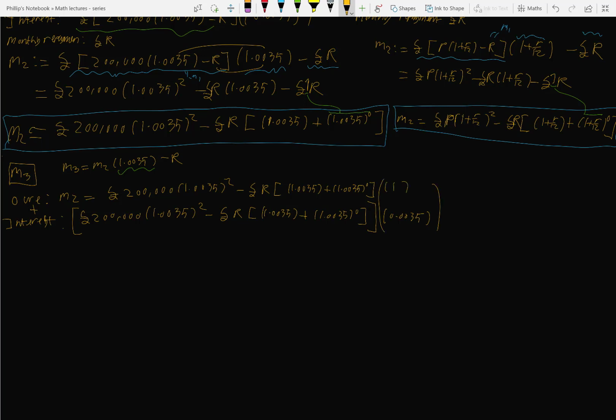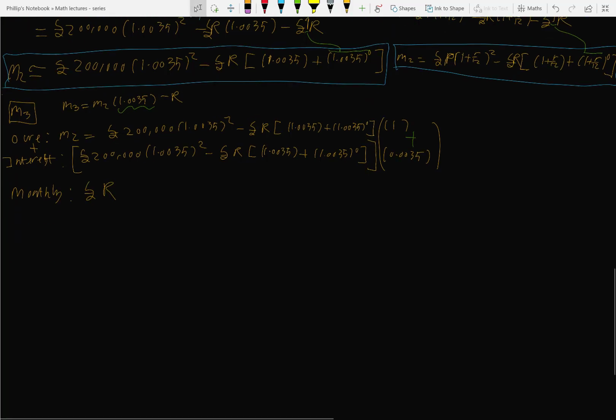So again, just add the things together. The monthly repayment is still going to be our pounds, which we're trying to figure out. So what we have is M3 is equal to, and you'll see a pattern here that will form, £200,000 times by 1.0035. So we're going to multiply that. Yeah, we'll do this quickly first.